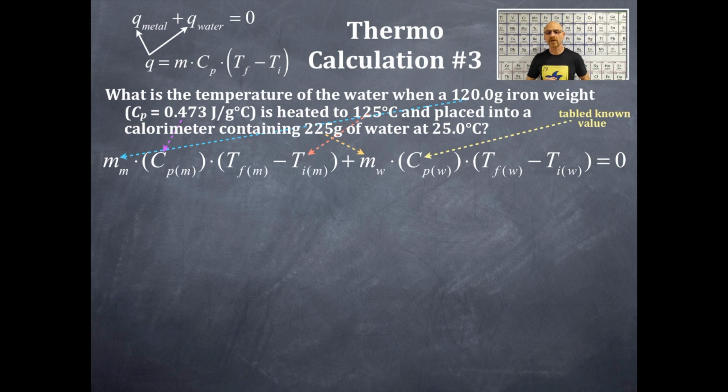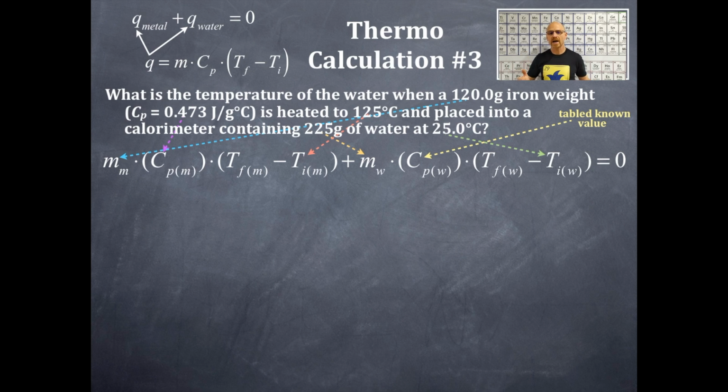Now the specific heat capacity for water is a tabled value, or you should have memorized it by now. That is 4.184 joules per gram degree Celsius. You've got to know that value. That is the same thing as the specific heat capacity for water in calories, which would be 1 calorie per gram degree Celsius. Now the initial temperature of the water is the 25.0 degrees Celsius. That's the temperature of the water initially.